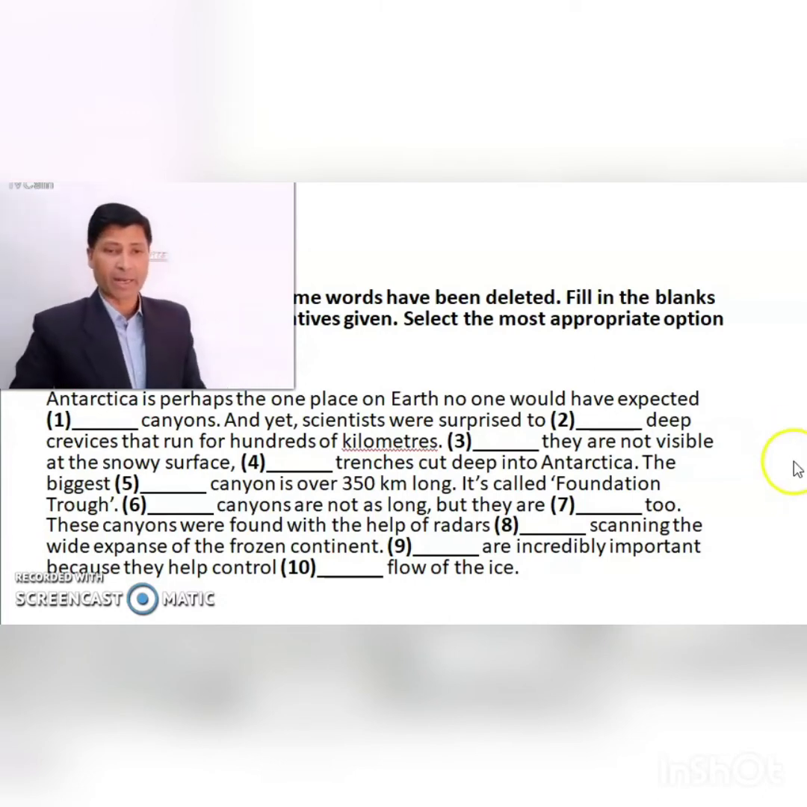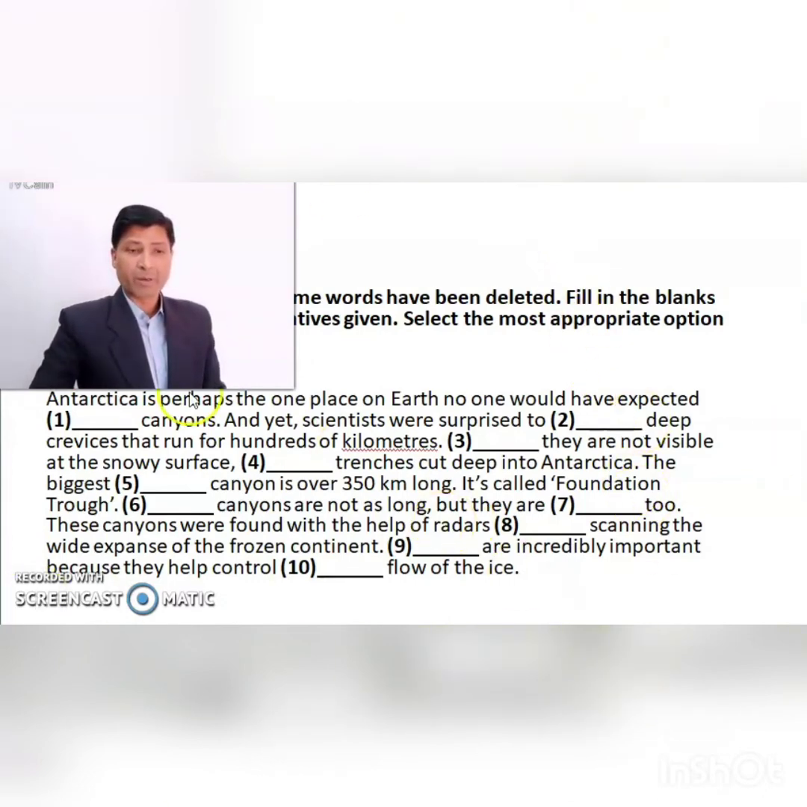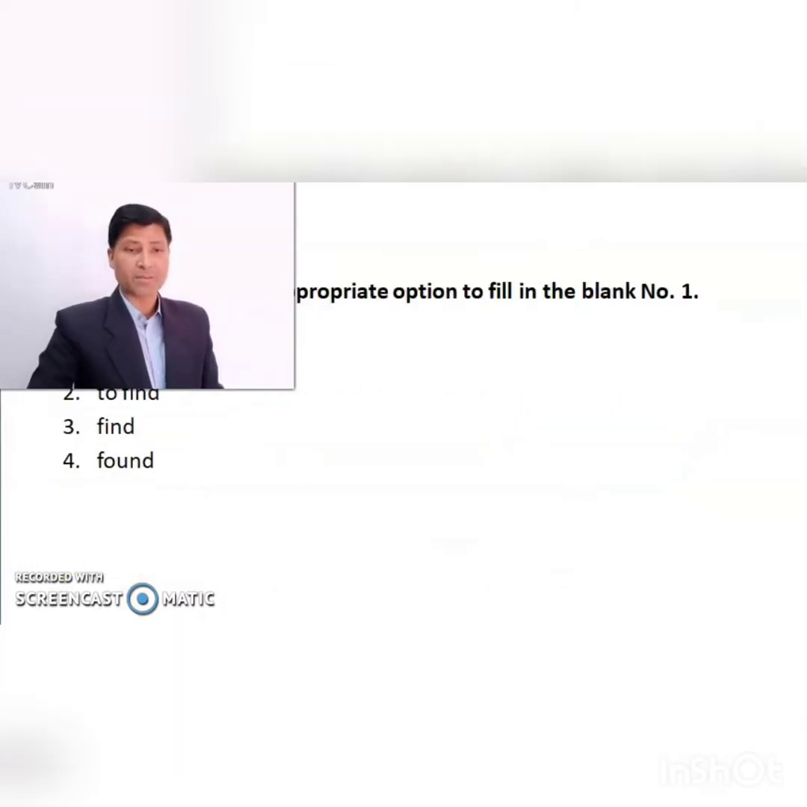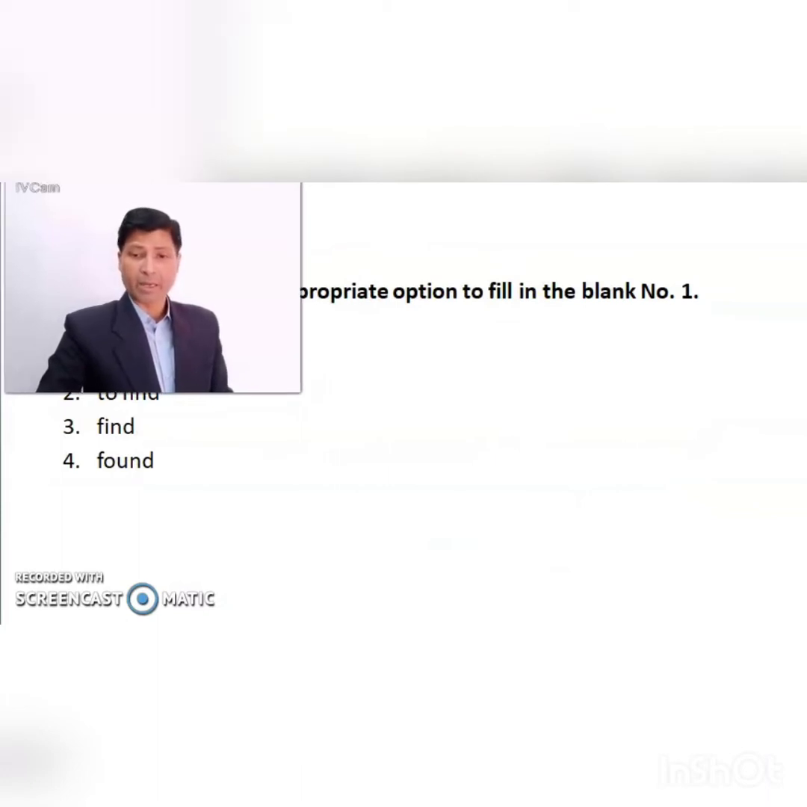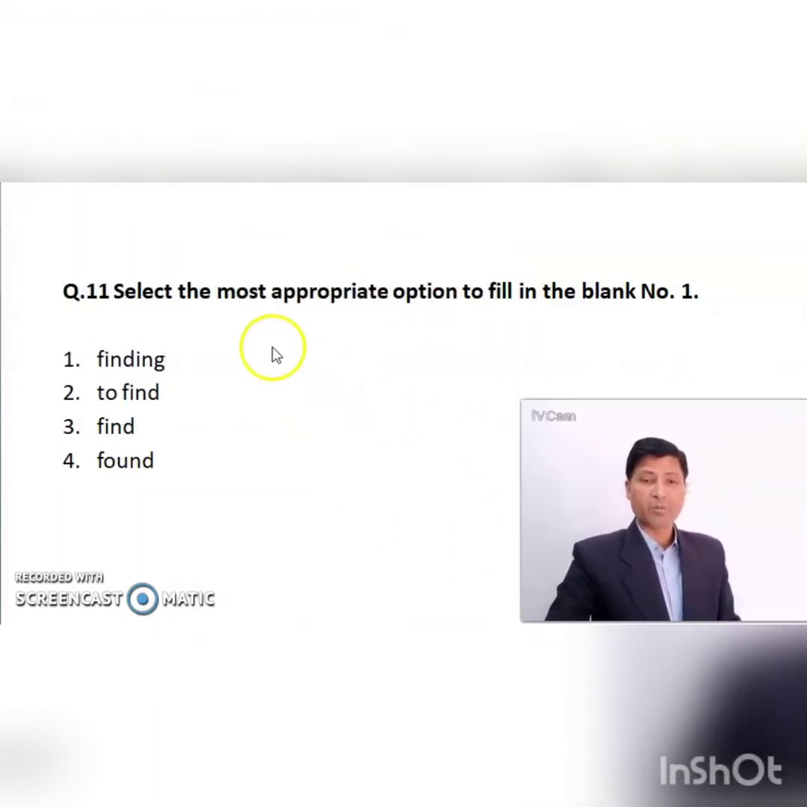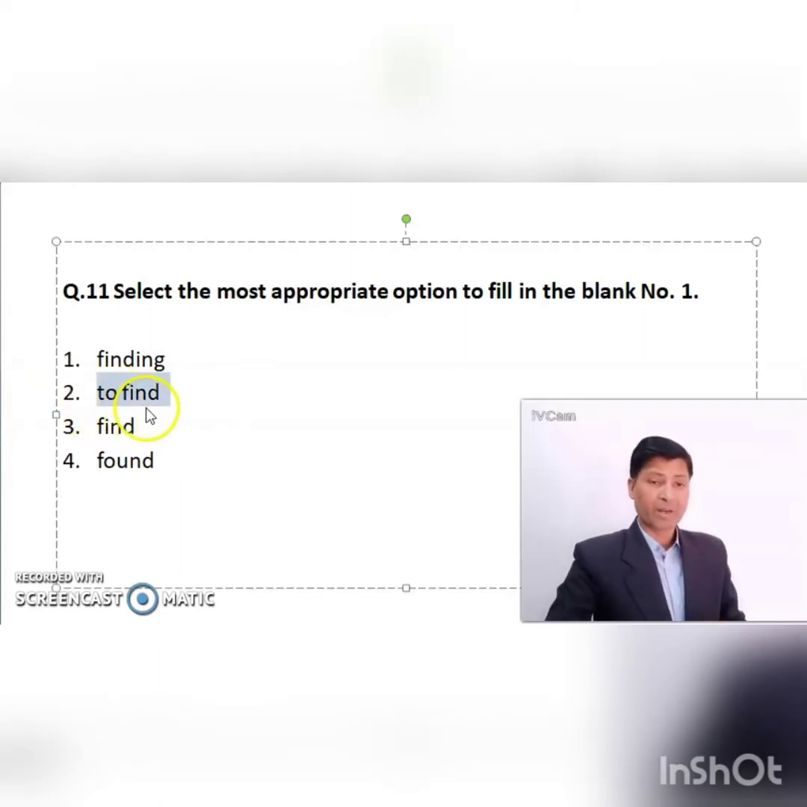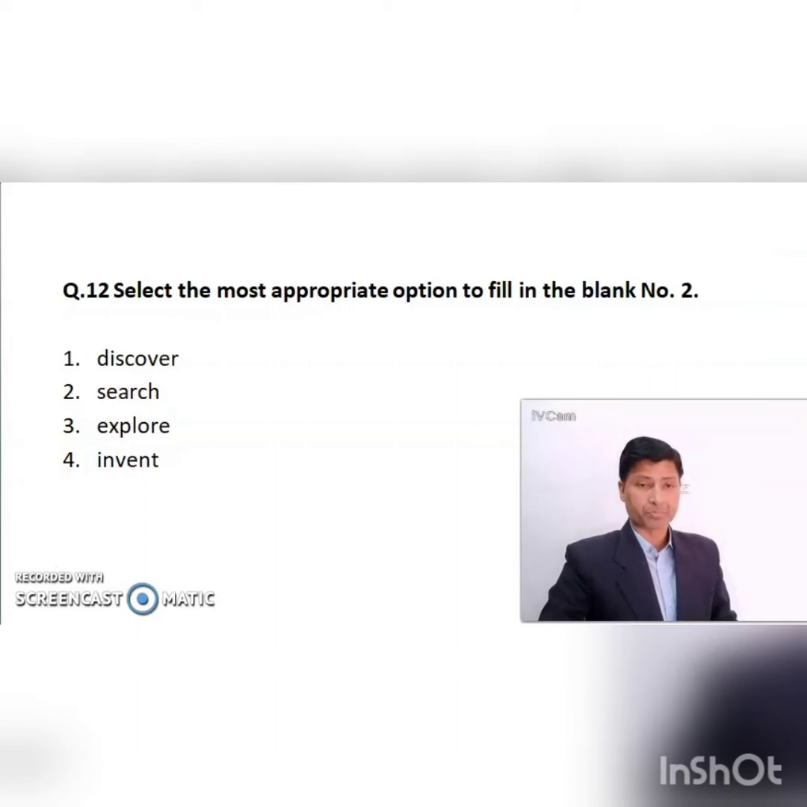Now let us see quickly. So you remember first blank space is this. Options to the first blank space. Let me place my image here and you see, select the most appropriate option to fill in the blank space number. Finding, to find, find, found. What will be the answer? The answer will be the word to find. Why will it be the answer? Because expect is followed by infinitive, full infinitive. So only to find can be the answer. You see, the same word has been used. Now look at option number 2.